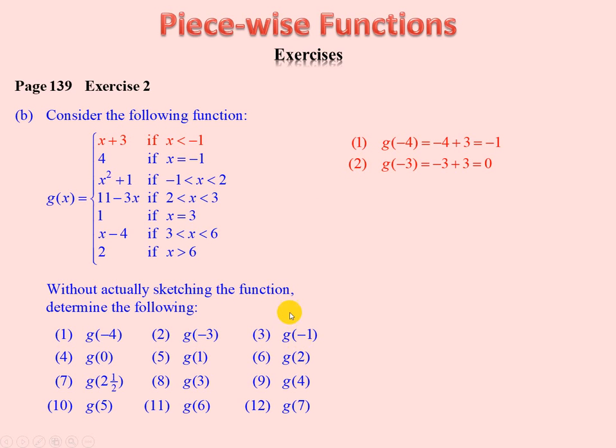Next one, g of -1. Well, it's at -1 there, so it's going to be this one, and it's going to be equal to 4. g of 0, that's well within that region there, so we have x squared plus 1. And g of 1 is also within that region, so therefore g of 1 also has x squared plus 1. There we are, g of 0, g of 1, both are within there, so we substitute 0 into there, and we substitute 1 into there.